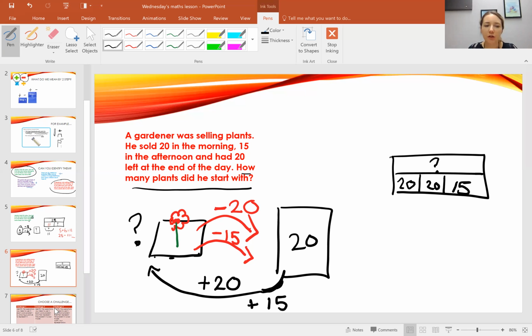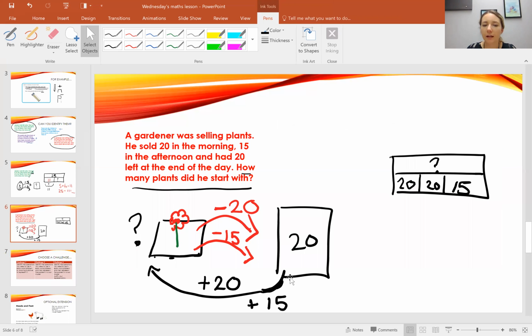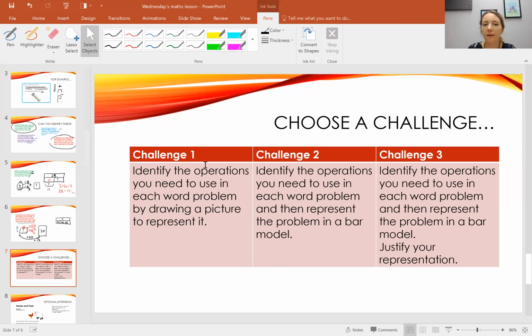Okay, now it's time for you to choose a challenge. So challenge 1, you are going to have a look at the word problems on the class page, and I'd like you to identify the operations that you need to use for each word problem by drawing a picture to represent the problem. So just like we were doing here, drawing the picture to show what you have to do in the problem, okay? If you'd like some more support with that, there's another video you can watch which will show you how to do it step by step.